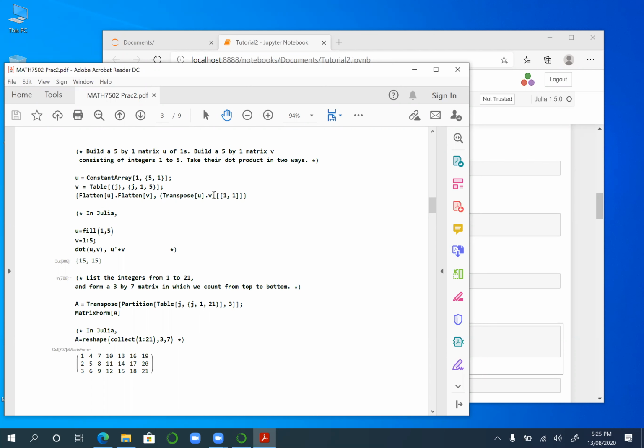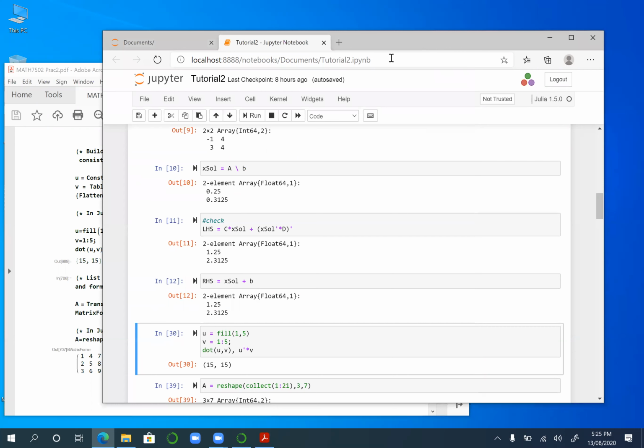So in Mathematica, I've got to get rid of some extra brackets because when I do it with matrices, I get some extra brackets when I was hoping to get a scalar number. So I've got to get rid of those. So I think in Julia, that's unnecessary. So let's have a look. Okay, so the first one is fill. We've got a round bracket 1, 5. So this is giving us a vector with 5 entries, but all of the entries are equal to 1.